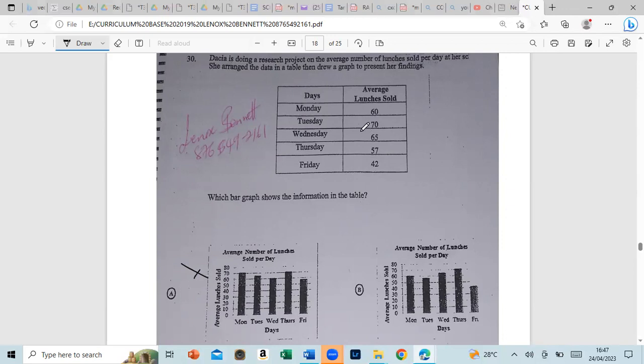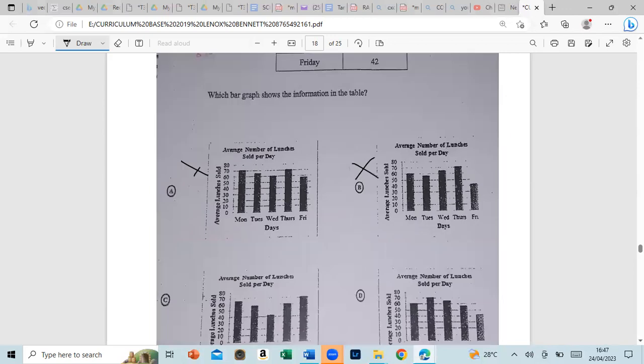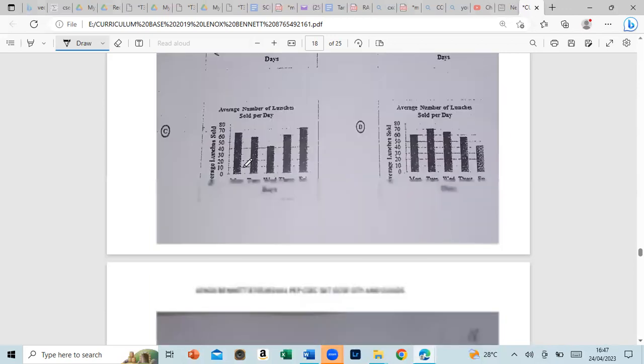Alright, let's check the next one. Tuesday 70. No. We don't have 50. So we can eliminate that one. So it's either the C. So 60. It's above 60. So it has to be Tuesday 60, 70. So it's B. Alright.